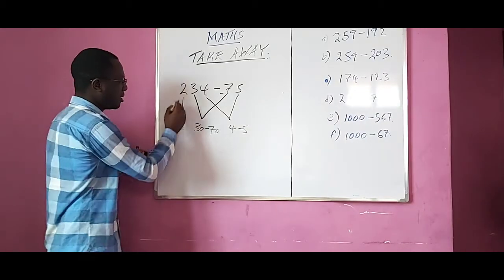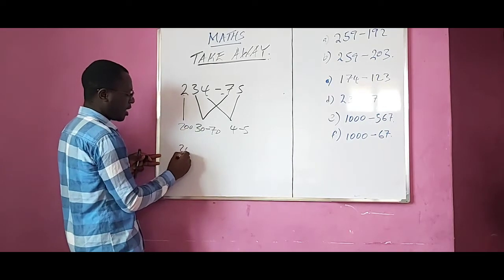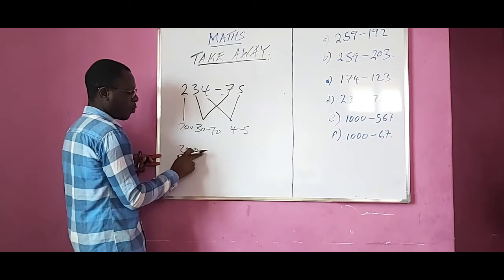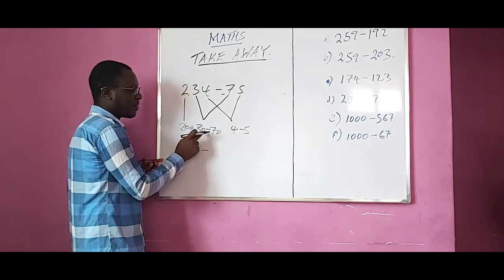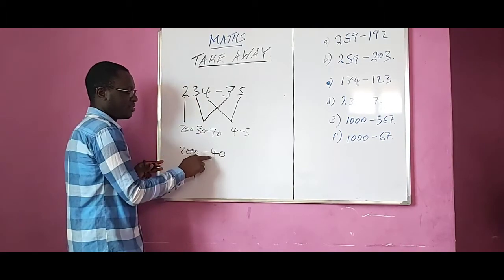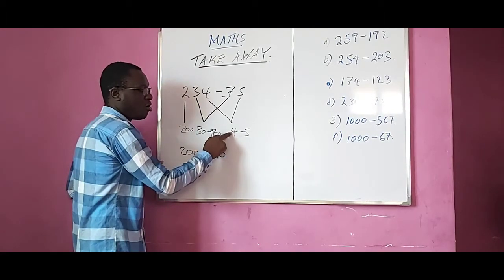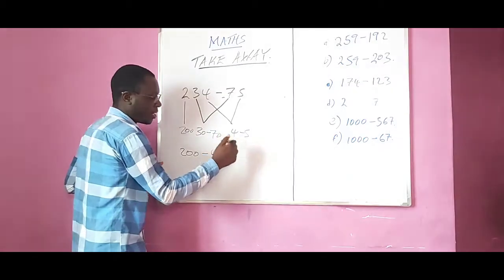So here it will be 2 and the place value of this 2 is 200. So we shall have 200 minus, why minus? 30 take away 70 is impossible. So 70 take away 30 is 40. Or 7 take away 3 is 40, so minus. Then 4 take away 5 is impossible. 5 take away 4 is 1, minus 1.